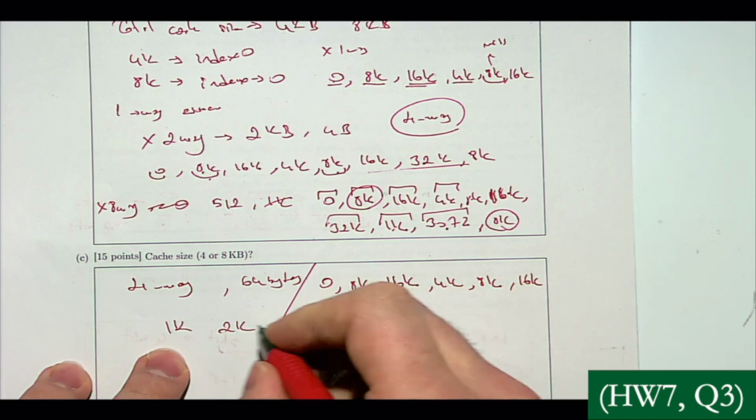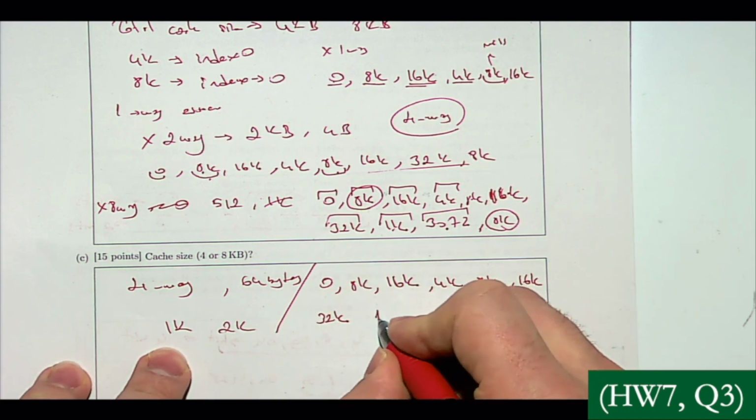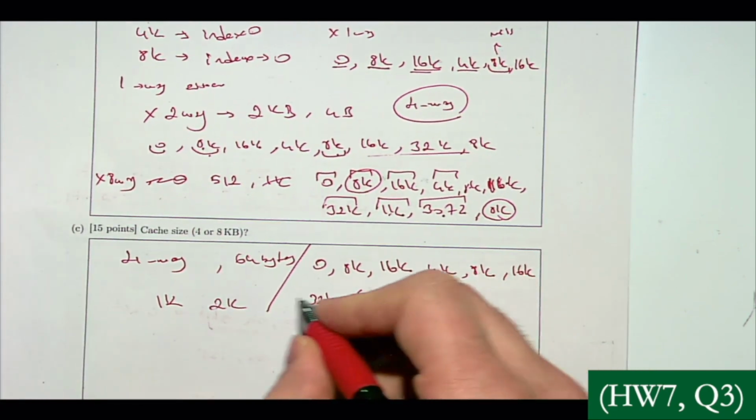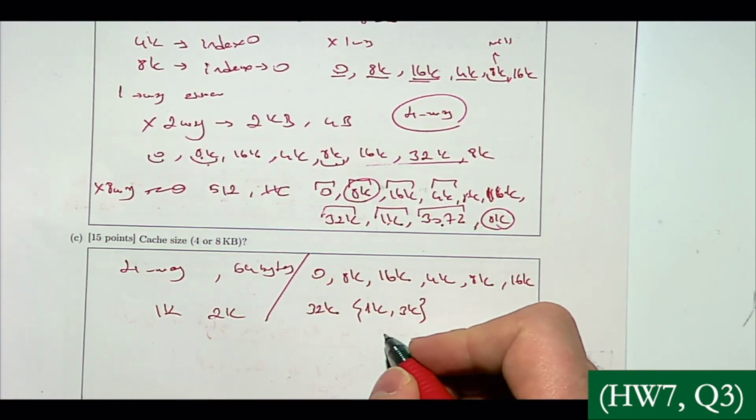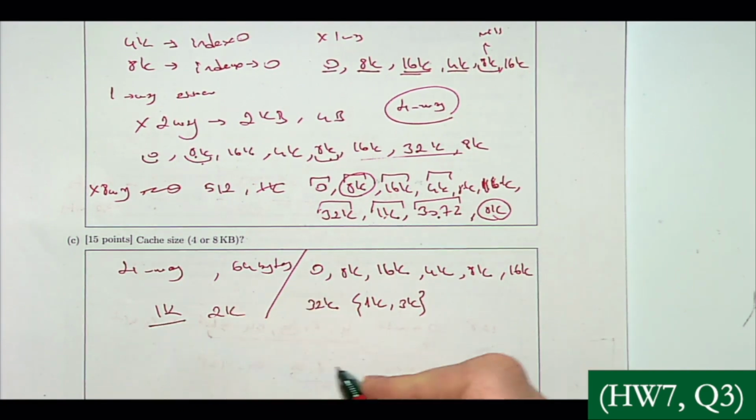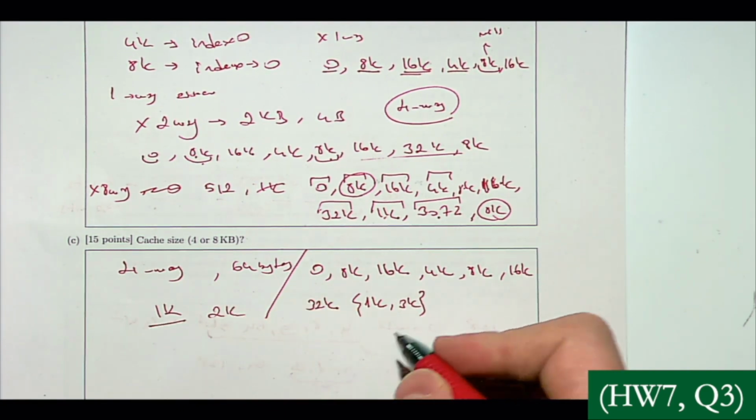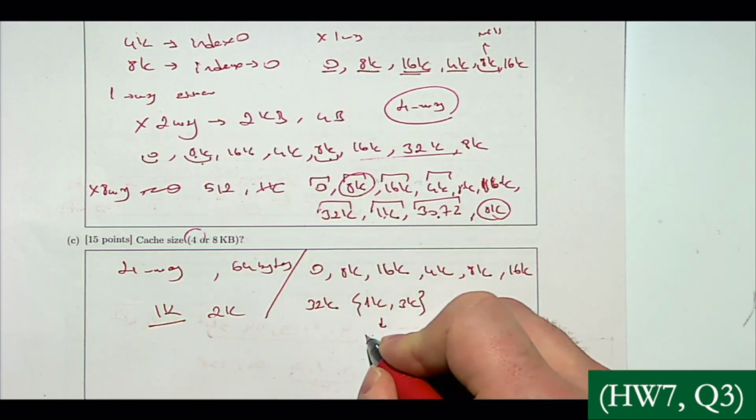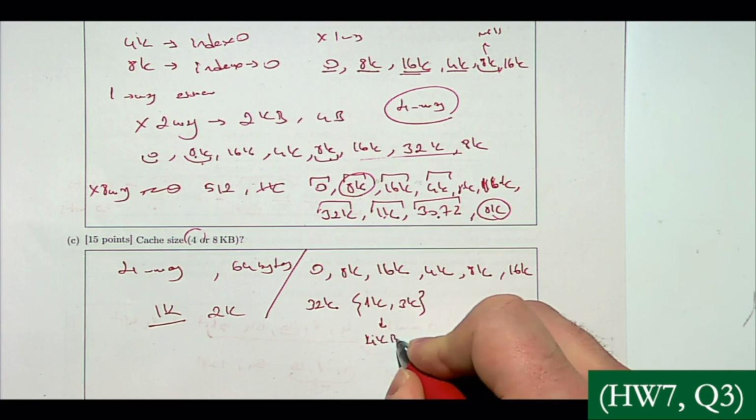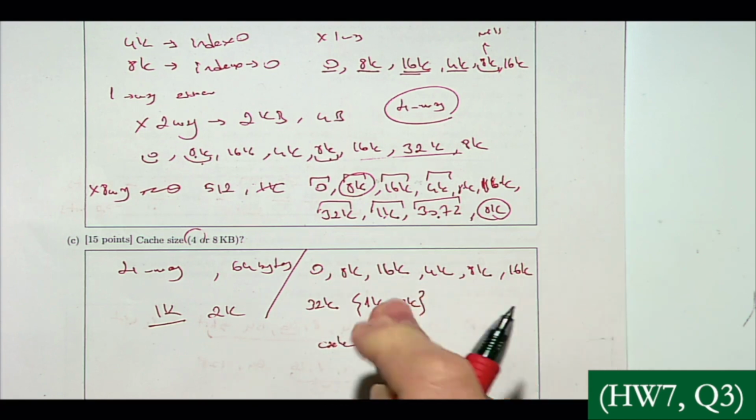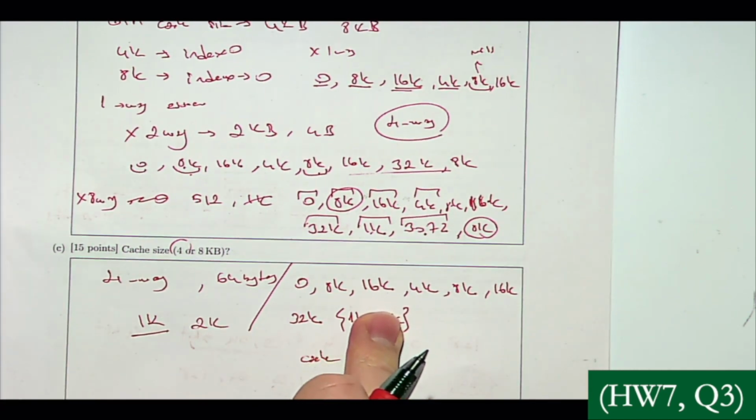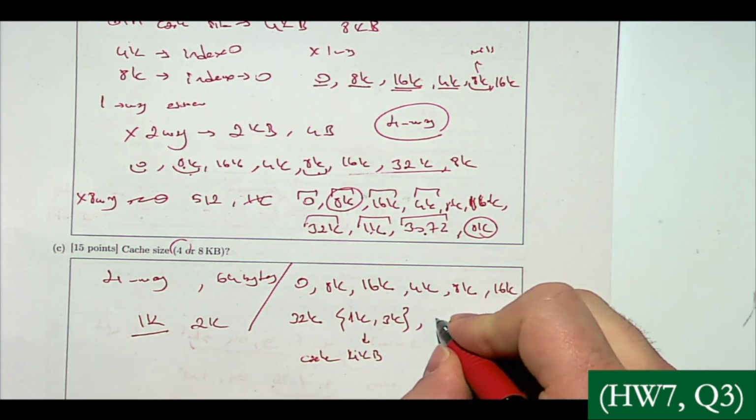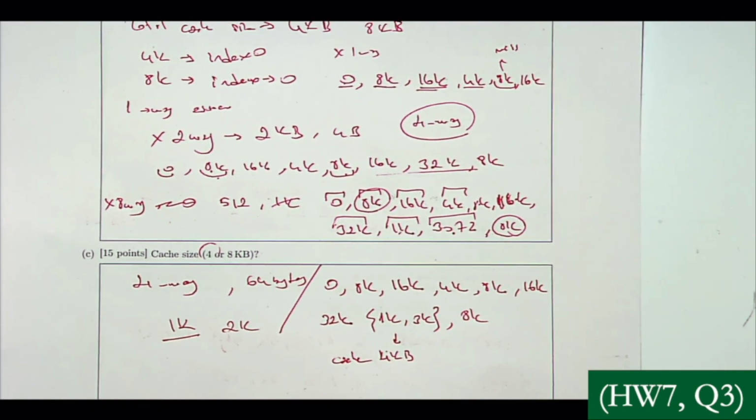So here comes the trick, basically. 1K and 3K will map to the same index if the size of the way is 1K, basically if the cache size is 4 kilobytes. This is only possible if the cache size is 4 kilobytes, okay? So this won't be possible if the cache size is 8 kilobytes, because it won't map to the index 0. And for 8K, again, it will map to the index 0.